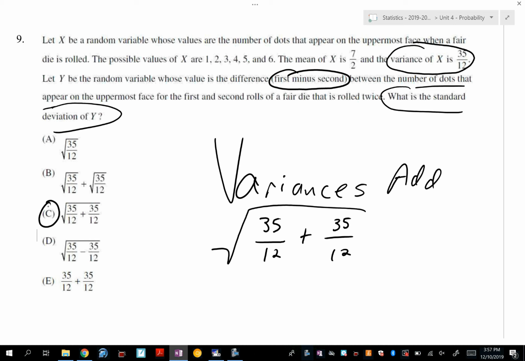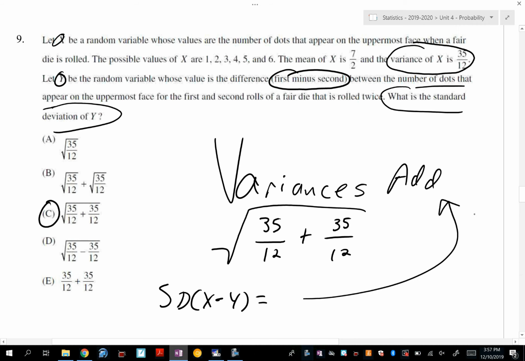Why did you repeat it though? Like, why wouldn't you just be A? Because remember, I went through this. The random variables y and x, there's 2 of them. And then once you subtract them, all right? But we know that you always add the variances to get the standard deviation. So they want you to find the standard deviation of x minus y. And you got to add the variances. Boom, C. Hopefully that one is quicker. That was a quick one.